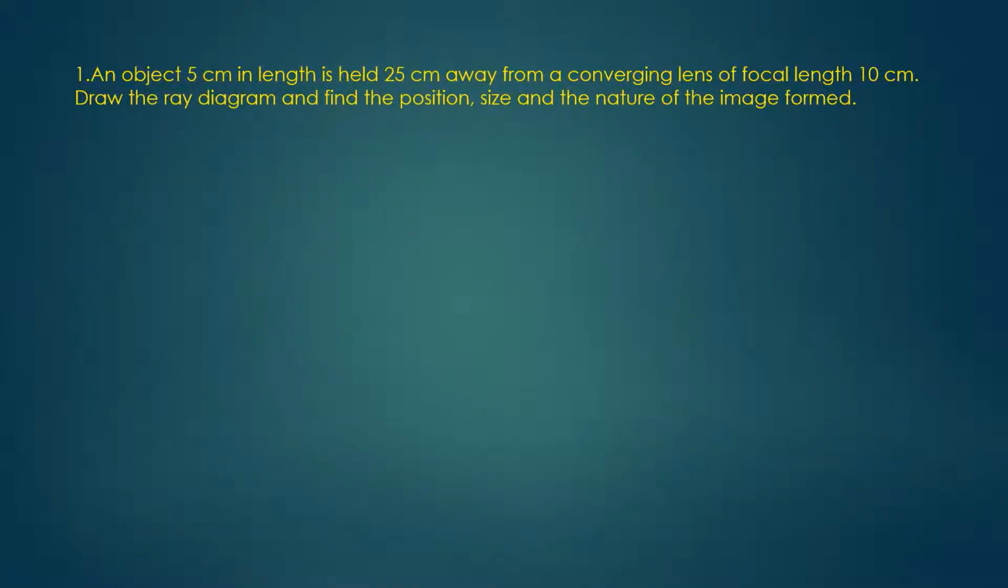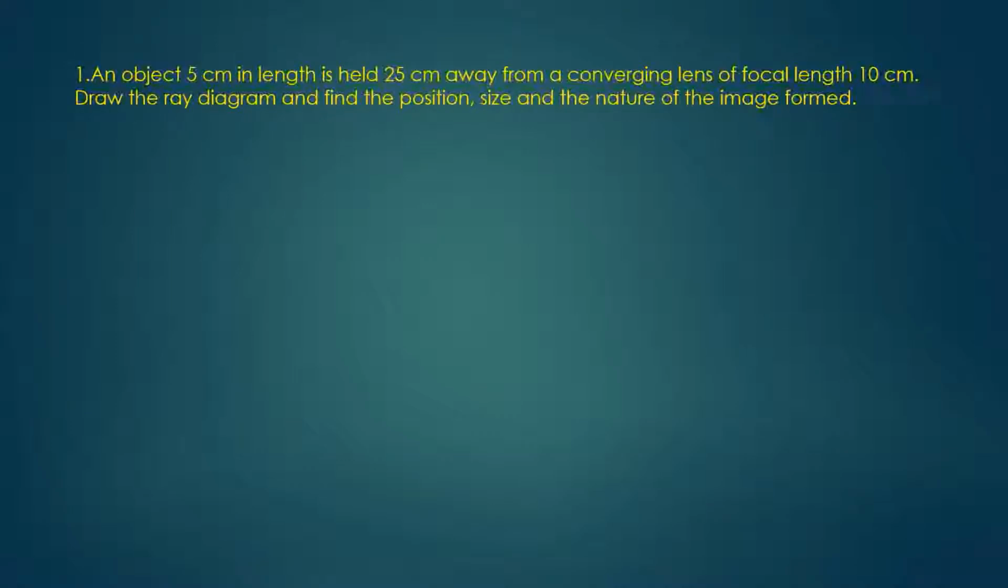We will solve NCERT numerical problems of class 10th, chapter 10. An object 5 cm in length is held 25 cm away from a converging lens of focal length 10 cm. Draw the ray diagram and find the position, size and nature of the image formed.